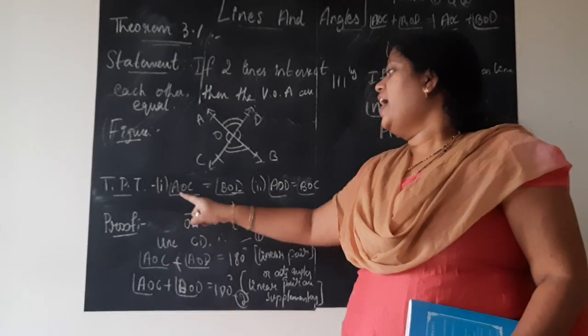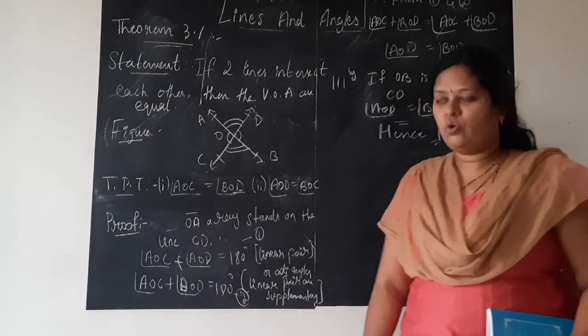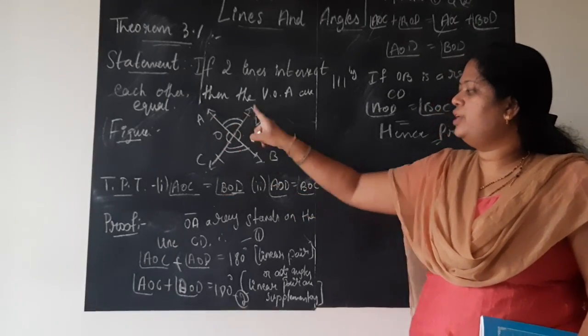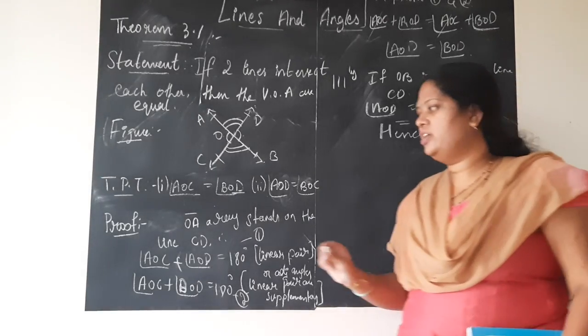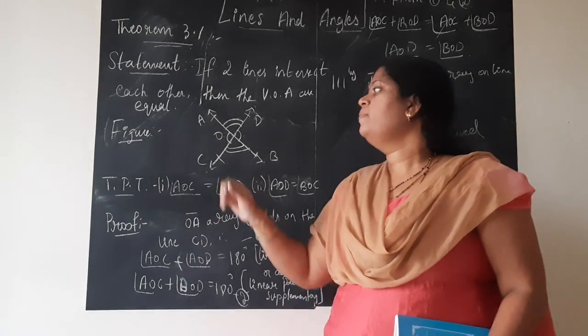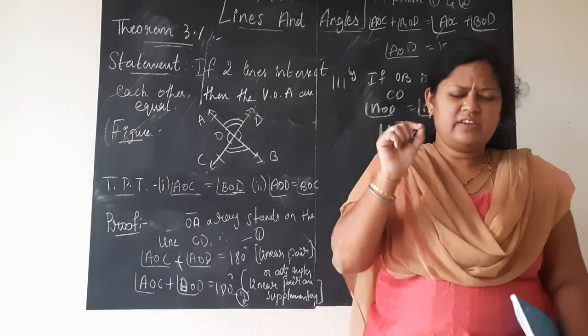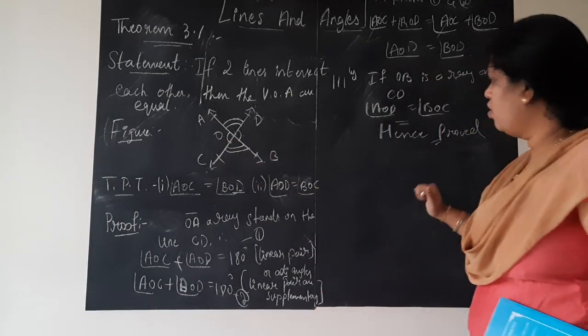To prove that angle AOC is equal to angle BOD and the other pair, angle BOC is equal to angle AOD. You can interchange, that doesn't make any difference. So we need to prove that. Here we have the proof, which is very, very simple. I will draw it here for you.